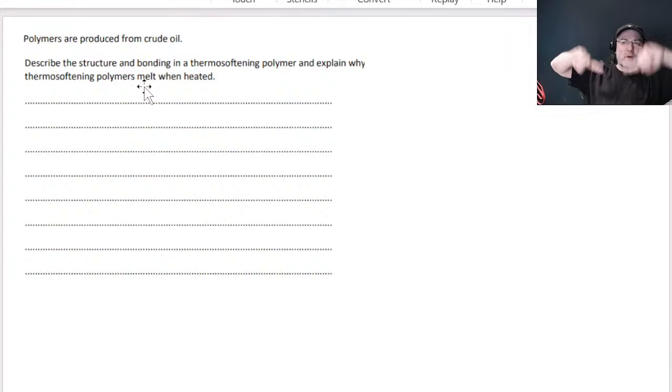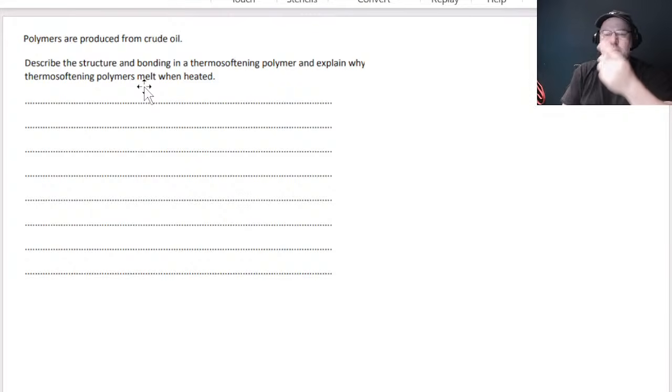Describe the structure and bonding in a thermo-softening polymer and explain why thermo-softening polymers melt when heated, for marks. I know what you're thinking. Is this paper 2? No, it's paper 1 if you're doing Trilogy. You've got to know the difference between thermo-softening and thermo-setting polymers. So if you're doing Trilogy, you need to know that.